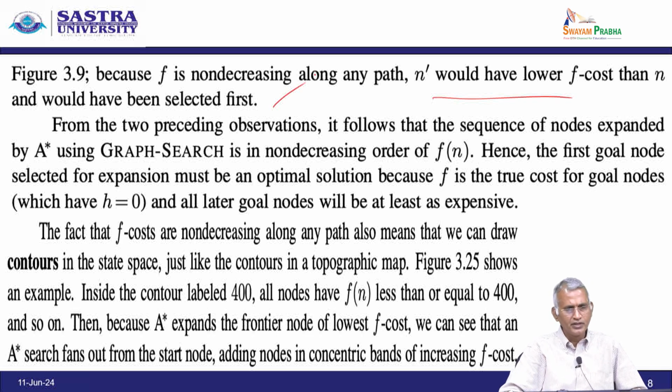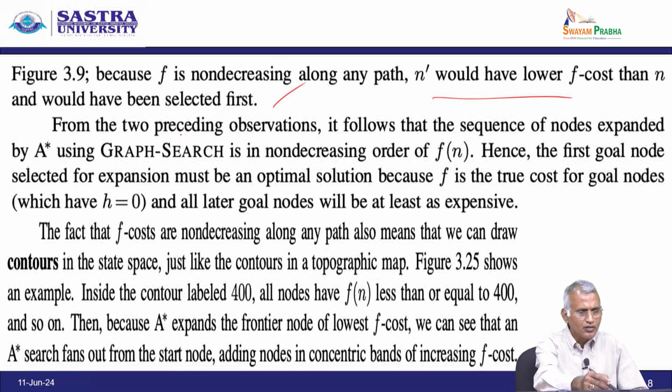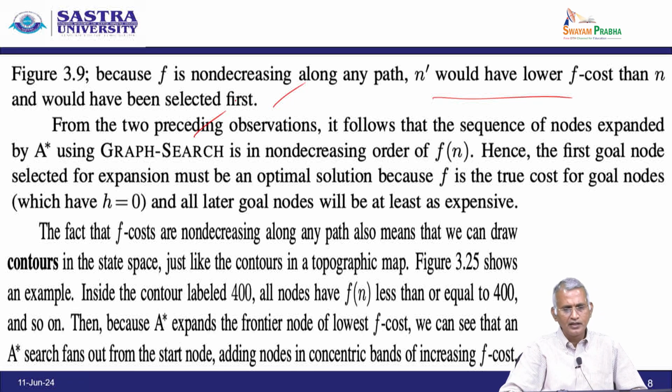So, from the two preceding observations, it follows that the sequence of nodes expanded by A star using graph search is in non-decreasing order of f(n). The first goal node selected for expansion must be an optimal solution, because f is the true cost for goal nodes, and all later goal nodes will be at least as expensive.